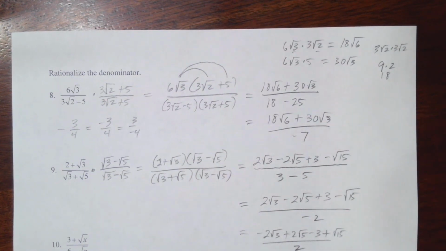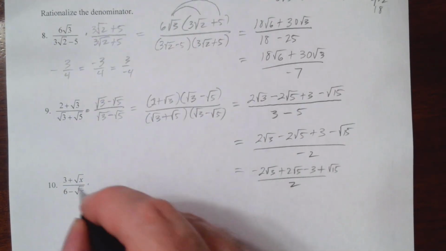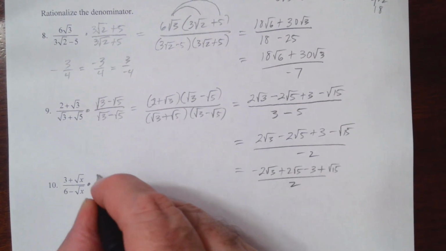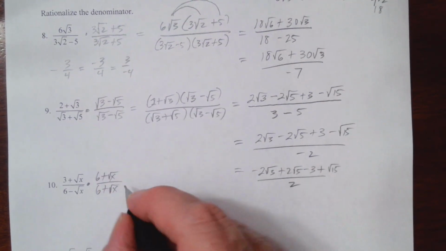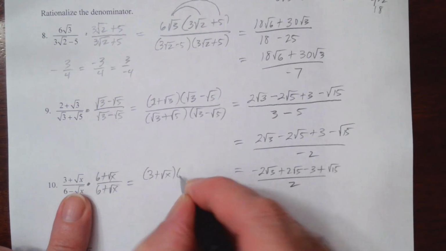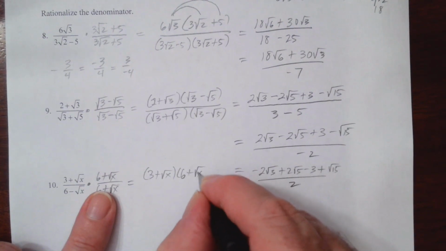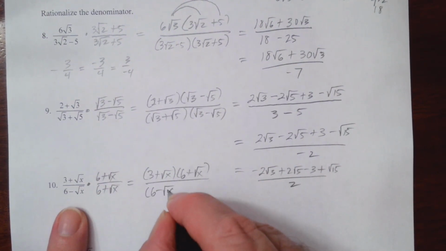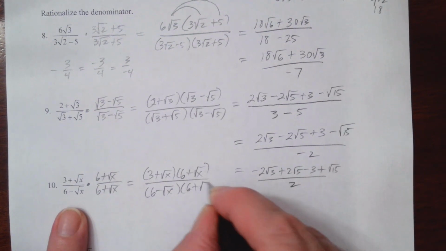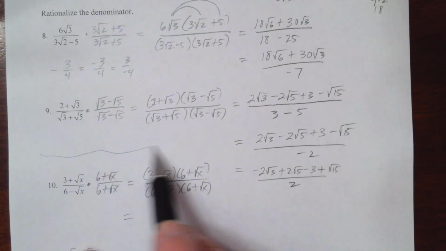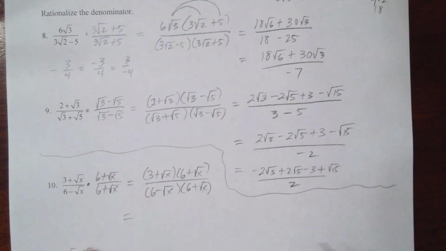All right. Number 10, we should be multiplying by 6 plus the square root of x in the denominator, so we'll do the same to the numerator. So here we have 3 plus the square root of x times 6 plus the square root of x in the numerator. And the denominator, we have 6 minus the square root of x times 6 plus the square root of x.